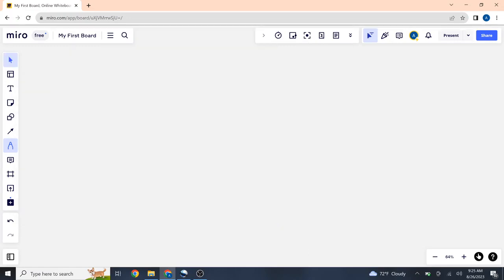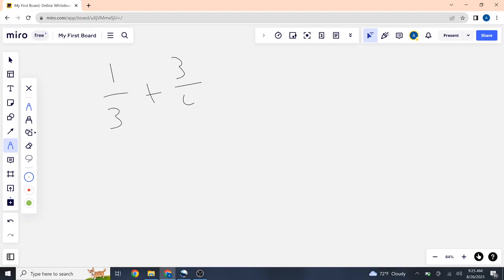Let's say we have something like 1/3 plus 3/4. All right, 1/3 plus 3/4. Again, our denominators are different, so we want to make it so they are the same. We know that 3 times 4 equals 12, so we're going to have a new equation here where it's something over 12 plus something over 12.